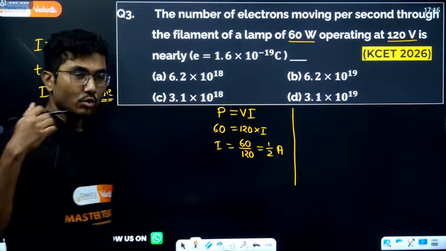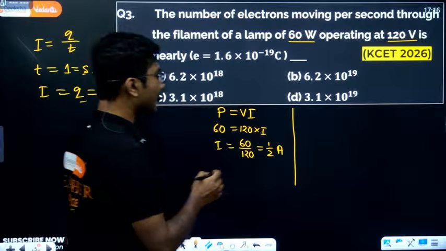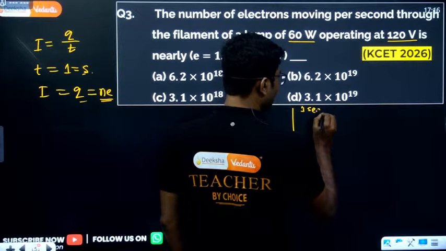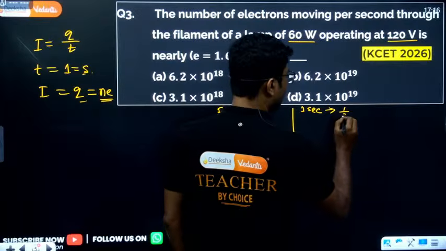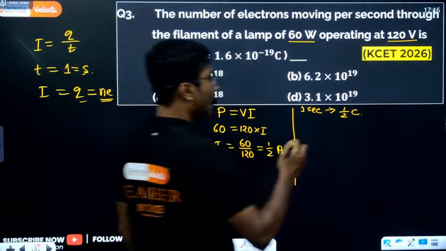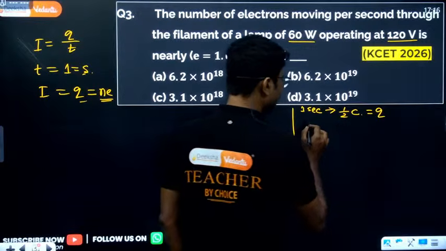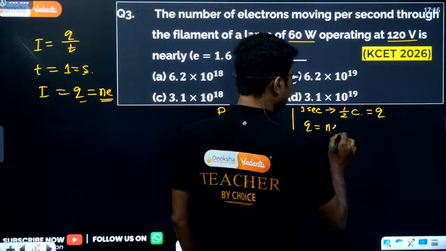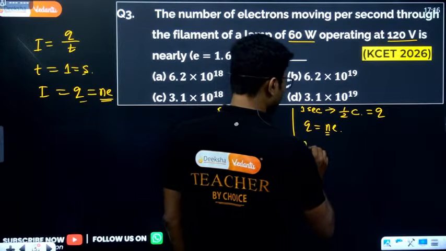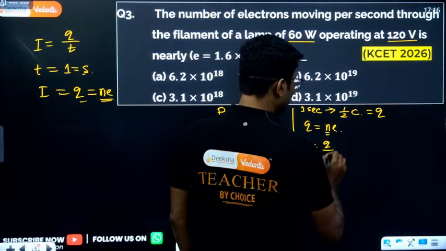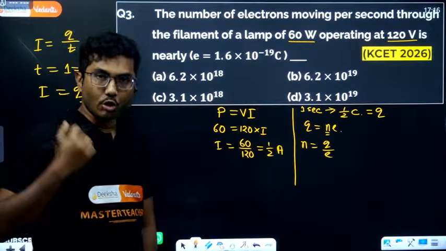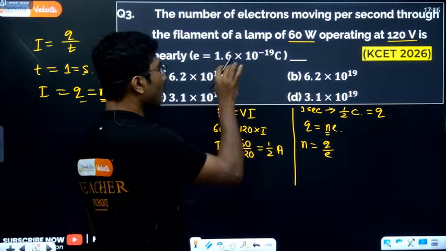There are two ways. First of all, a current is calculated. So in 1 second, the amount of charge that will be flowing is half coulomb. Now again, as I mentioned, either you use Q is equal to NE, number of electrons N you have to find. So N equals Q upon E. This is one way to calculate. But this method is good when the charge is a multiplier of 1.6.